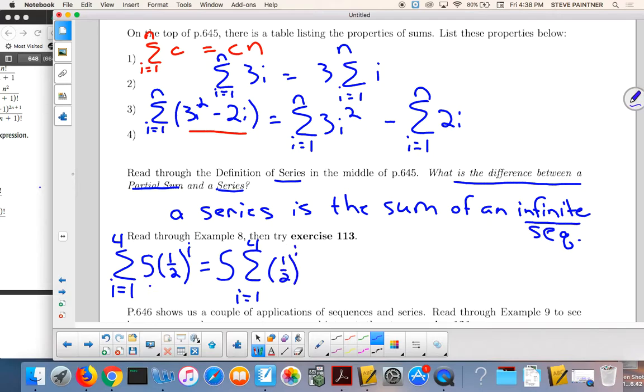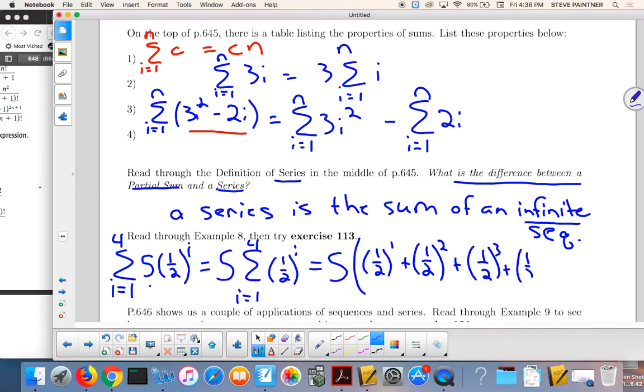Now I'm just finding the fourth partial sum. That's the sum of the first 4 terms. So I'll leave that 5 out front. The first term is just 1/2 to the first power. The second term is 1/2 to the second power. Third term, 1/2 to the third. You can see the pattern here, 1/2 to the fourth. It's our fourth term. This is the fourth partial sum.